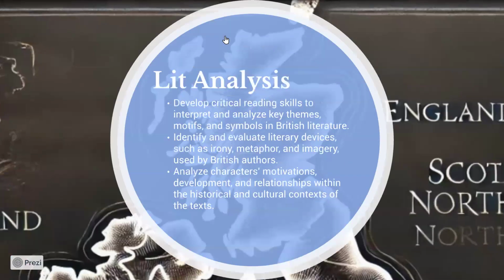The first one is literary analysis. Your students will be developing critical reading skills to interpret and analyze themes, motifs, and symbols in British literature. We'll identify literary devices like irony, metaphor, imagery, and we're going to be analyzing character motivations, development, and relationships within the historical and cultural context of the texts.